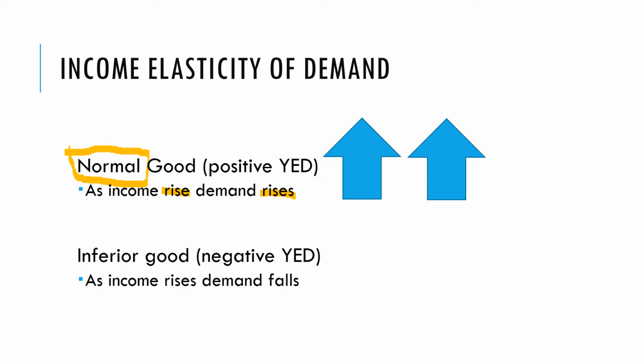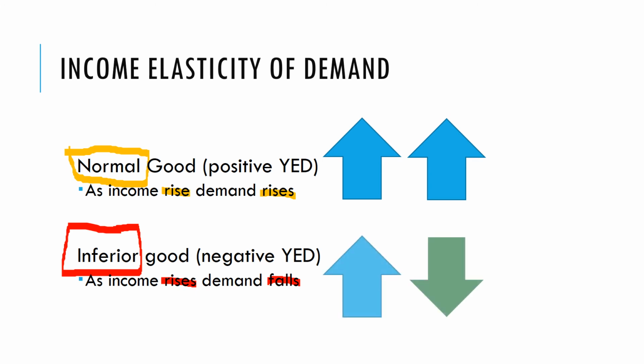Now sometimes you'll get some products where as income rises, demand actually falls. People buy less of it as they get richer. And we call these inferior goods. And you might think of some budget item in the supermarket. As people get wealthier, they tend to buy less of that. So here we've got things moving in different directions, and so the important thing to notice here is that our answer would be negative. So a negative income elasticity of demand means an inferior good, and a positive income elasticity of demand means a normal good.